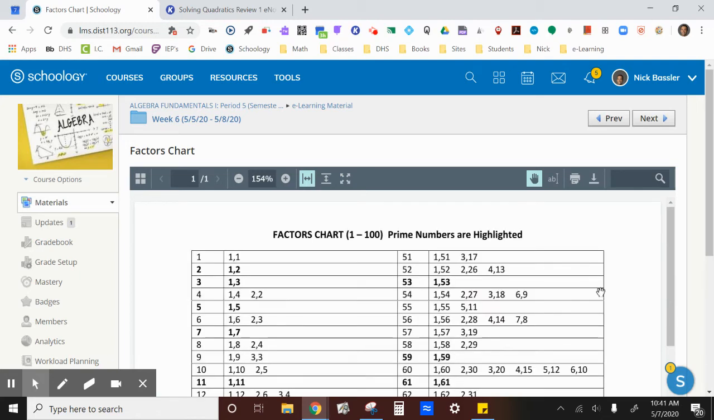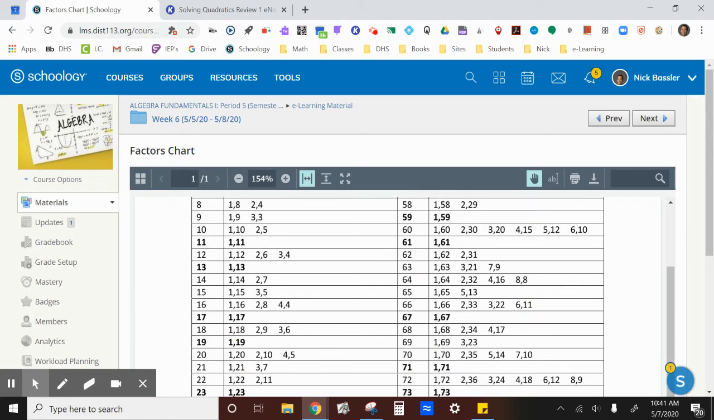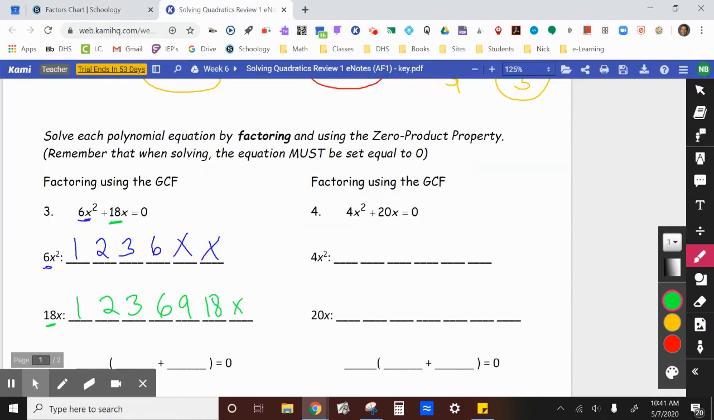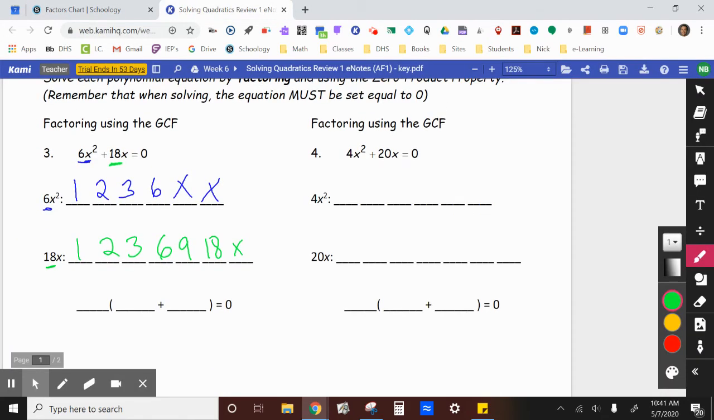All right, because this chart here will list out all the different factors. We can see we have 1 and 18, 2 and 9, and 3 and 6. After we list out all the factors, now we want to circle, find the greatest common factor. I'm going to look at my numbers, and I see my greatest common factor of my numbers is going to be this 6.